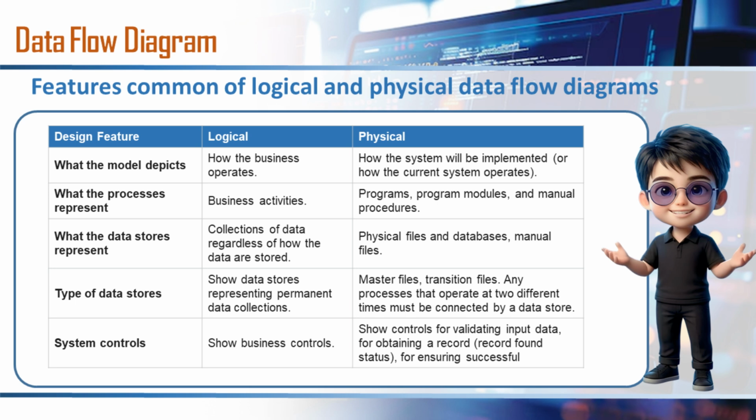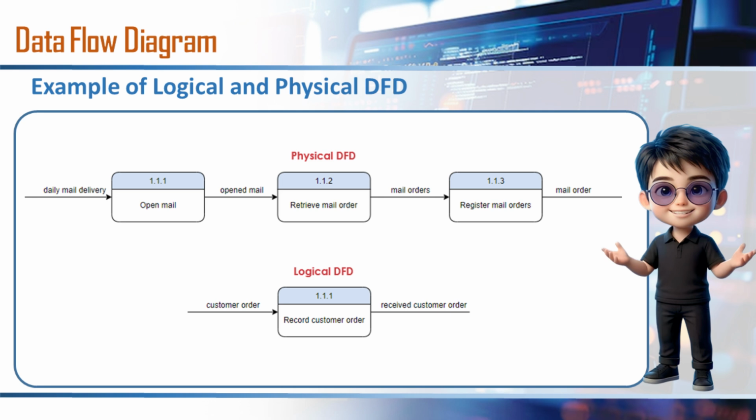A physical DFD also shows controls for validating input data, retrieving records, ensuring the successful completion of processes, and maintaining system security. In addition, when processes operate at different times, they may need to be connected through a data store to preserve the data between those processes. Overall, the logical DFD explains what the business does, while the physical DFD explains how those activities are implemented and performed. The following example illustrates the difference between logical data flow and physical data flow in a DFD.